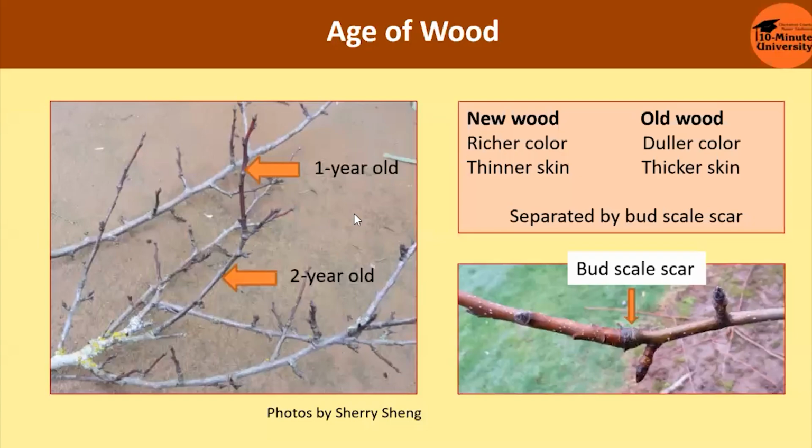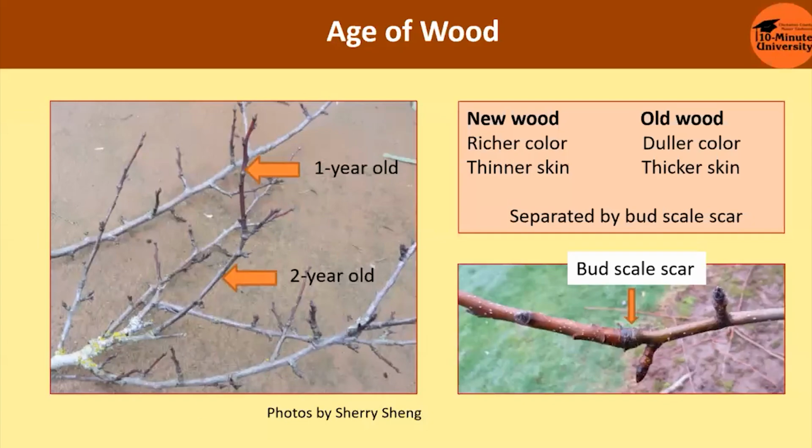So let's take a look at the photo on the left. Our 1-year-old wood is colorful. At the tip, we have a bud scale scar right here. And then we have 2-year-old wood, less colorful, kind of more gray, with more bud scale scar here, down to 3-year-old, more bud scale scar here, to 4-year-old, etc.